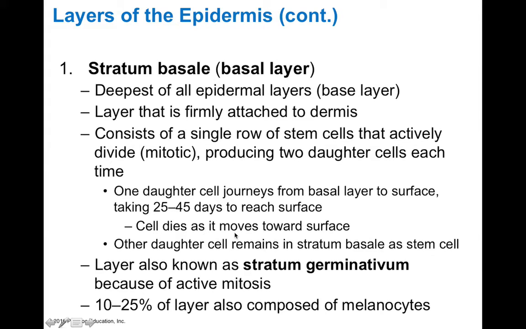Now, cells actually die as they move towards the surface because your epidermis gets so thick that the cells towards the superficial layer are actually too far from their nutrient supply, so they start to undergo apoptosis, which is programmed cell death. Now, the other daughter cell remains in the basale and remains as that stem cell, which can regenerate and form new cells that can help regenerate your epidermis. Now, we also call the stratum basale stratum germinativum because it's the germinating layer of actively mitotic cells. And about 10 to 25% of the cells in this layer are melanocytes. Remember, these are the ones that make melanin.